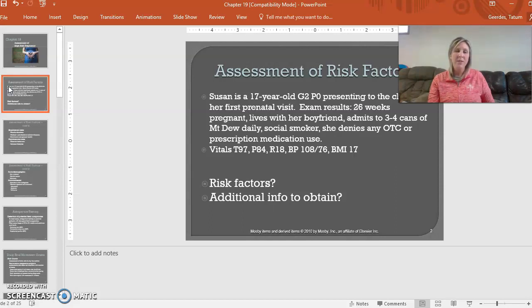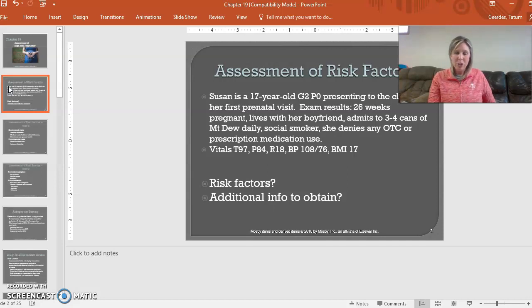Her vital signs include a temperature of 97 degrees, a pulse of 84, respirations of 18, a blood pressure of 108/76, and a BMI value of 17. So what risk factors are present in Susan's current pregnancy? And so I'm going to give you just a few seconds to review that information, and we'll talk about it together.